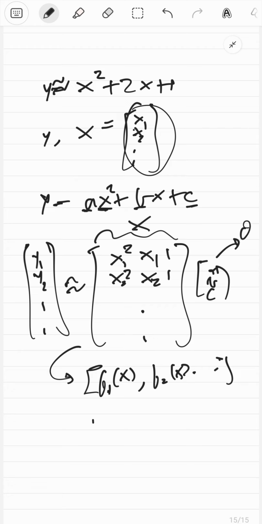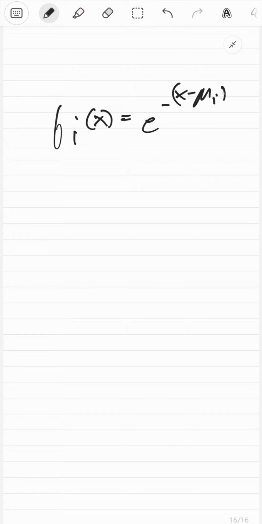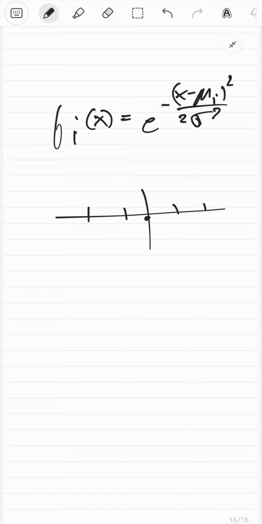More popular basis functions are the polynomial basis, which we already used, and the Gaussian basis. The Gaussian basis is something like this: fi of x is e to the power of minus (x minus mu i) squared over 2 sigma square, where your mu i are equally spaced values on the real line. Maybe this is your 0. Your sigma square is a hyperparameter, but these are the functions that you use to create our capital X.